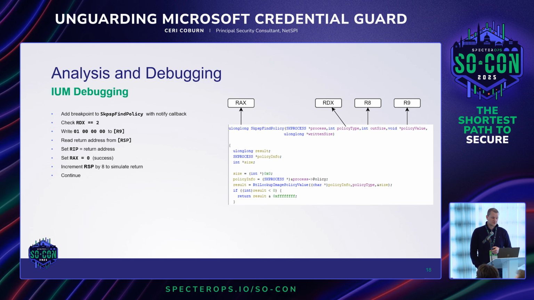Then we read the return address from RSP. We set the RIP, the instruction pointer, to that return address we've just read back, set RAX to 0, which indicates success of the function, and then we increment RSP by 8 bytes to simulate that we've returned from the function. This is identical to how hardware breakpoints in the AMSI bypass work, but we're just doing it on a different function. The concept is exactly the same.